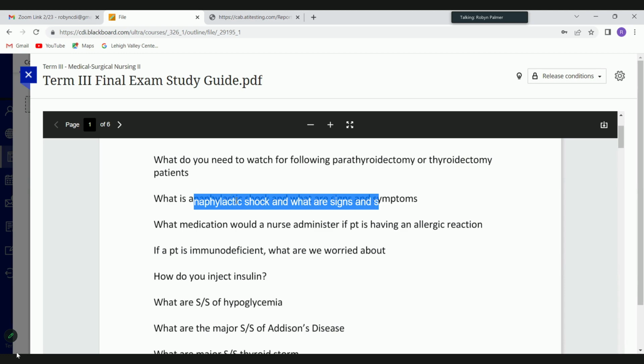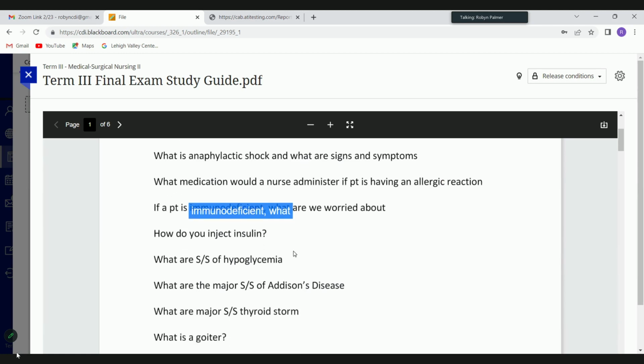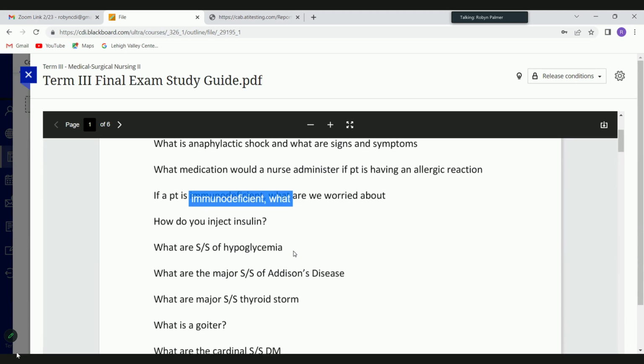If a patient were to have an allergic reaction, what medication would you give them right away? Epinephrine. If the patient's immunodeficient, what are we scared about? Infection, right? They're immunocompromised. Their immune system's not working.